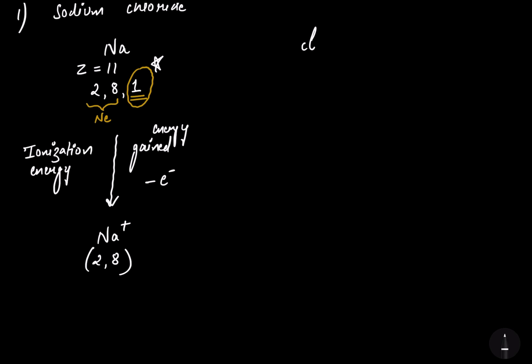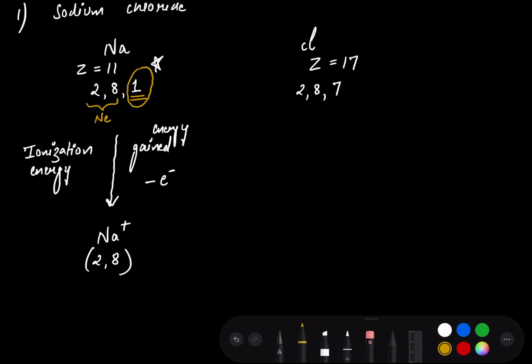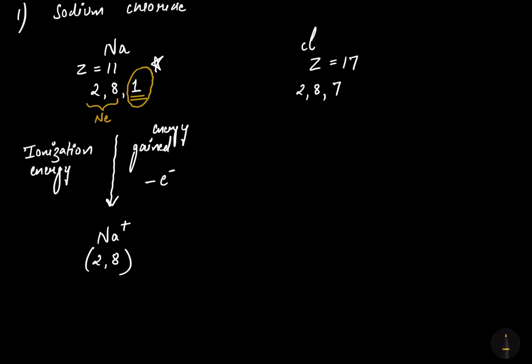So now let's talk about the chlorine. The atomic number for chlorine is 17. The configuration comes out to be 2, 8, 7. Now here we can see that chlorine is having 7 electrons in its outermost shell, and it is short of only 1 electron to attain stable inert noble gas configuration of argon. So chlorine needs to gain an electron.